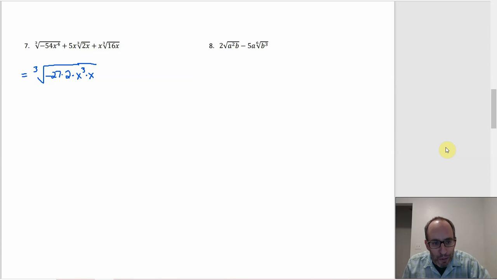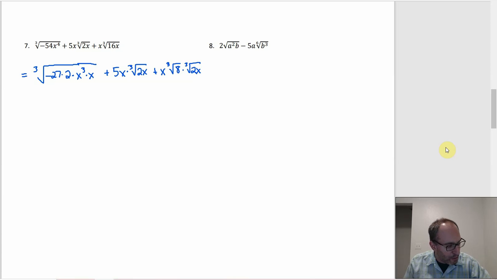Then the middle one, we can't really do anything. So I guess that just is what it is. So 5x times the cube root of 2x. And then on the end, the cube root of 16x, can't do anything with the x, but the 16, that's divisible by 8, right? That's a perfect cube. So plus x times the cube root of 8 times the cube root of 2x.